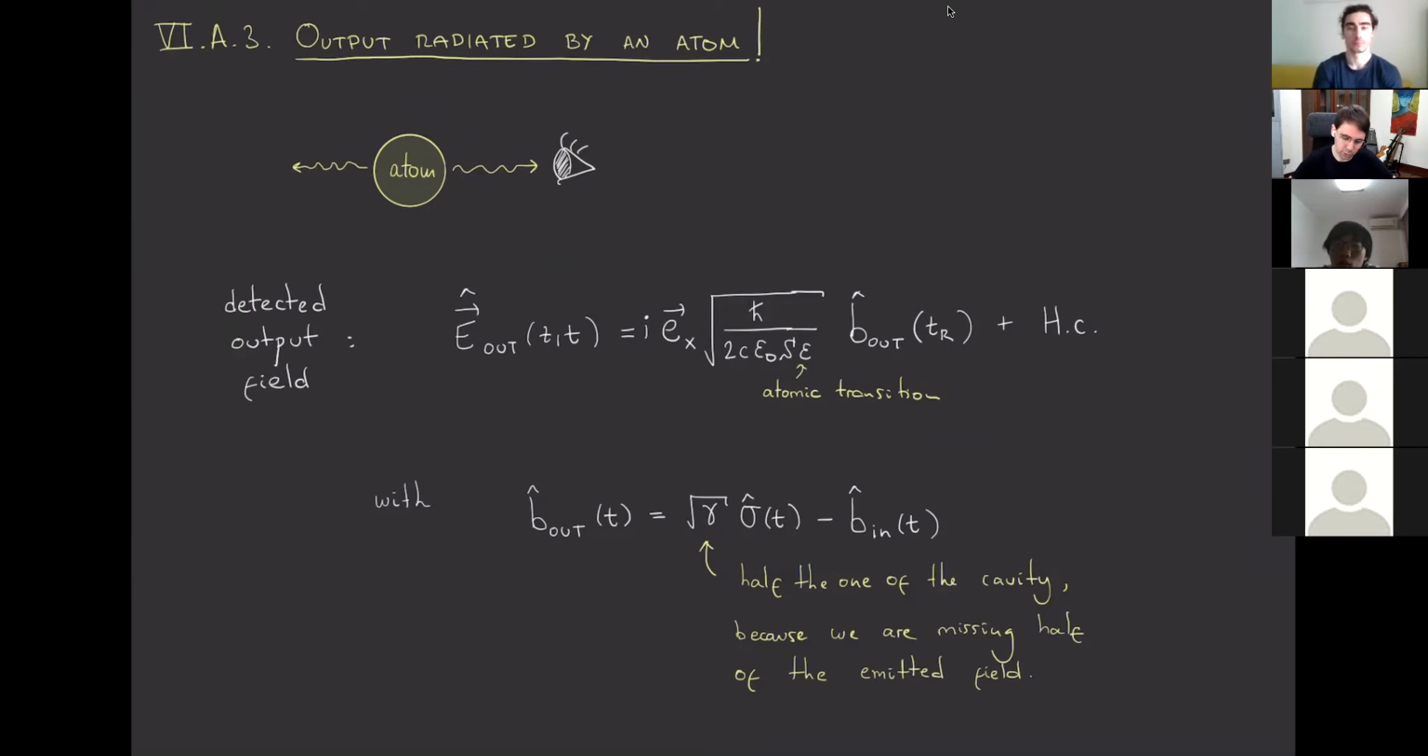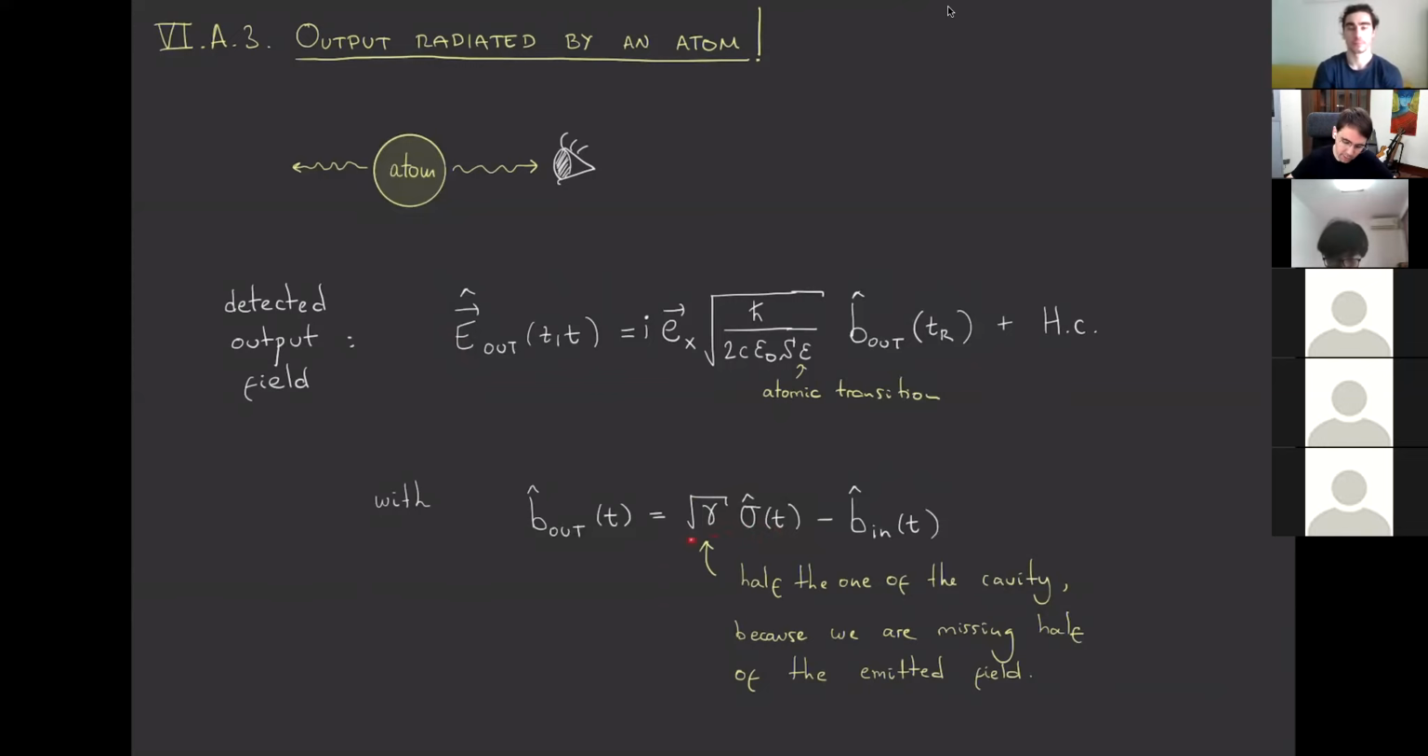By the way, here I wrote A, but I meant the electric field. What I told you is that the electric field radiated from the atom can also be written as a function of an output operator. In this case, the output operator can be written in terms of, again, the input operator and the operators of the system, which here are atomic operators, in particular the lowering operator of the two-level system, the corresponding Pauli operator.